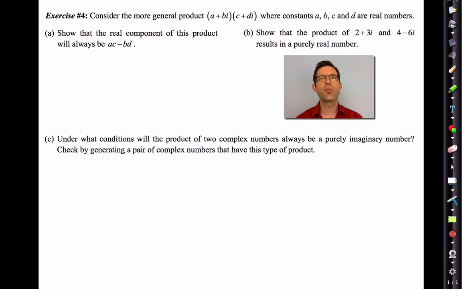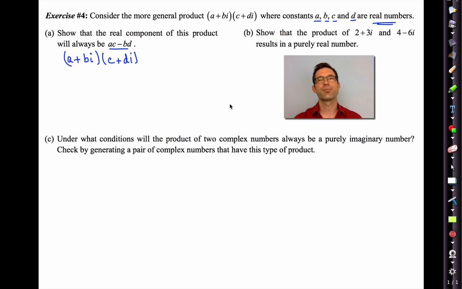Exercise 4 says, consider the more general product, a plus bi times c plus di, where constants a, b, c, and d are all real numbers. So a, b, c, and d are just normal numbers. You can think about them as integers, or as fractions, but they're just real numbers. Letter A says, show that the real component of this product will always be a times c minus b times d.